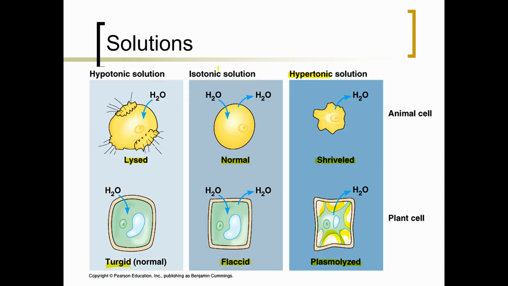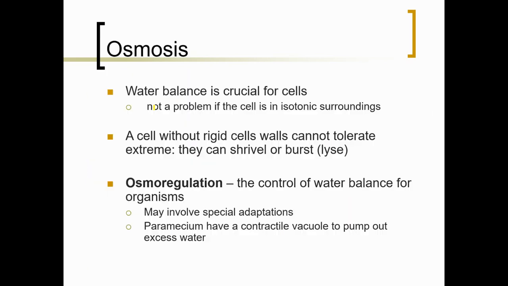So once again, iso is equal. Cells are going to be normal. Water's going to go back and forth. Hypertonic is high solute. It's going to suck the water out of the cell. And then hypotonic is less solute, so water is going to go into the cell. This is essentially what your essay is going to be, and we'll take a look at that when I get done going over the lesson.